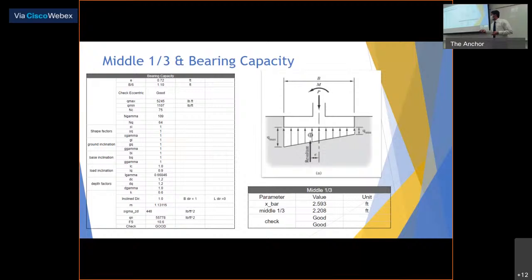Our Q max that's going to be acting on the bridge is only about 5,245. So with that being said, we came up with a factor of safety of about 10.6, which is well over what is required for this project. But other than that, we were able to start with our structural design. And with our structural design, Patrick is going to take over and explain a little bit more in detail with that. Thank you very much.